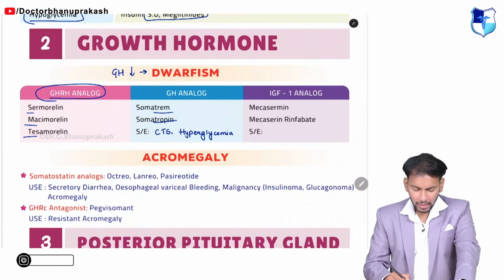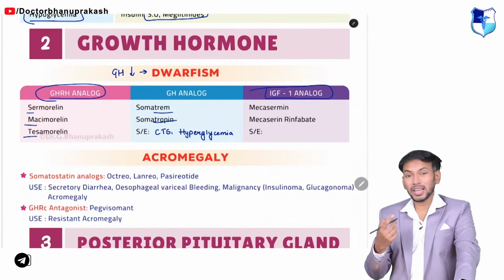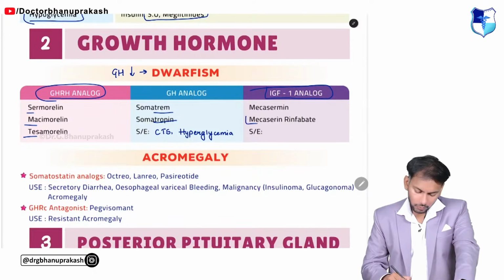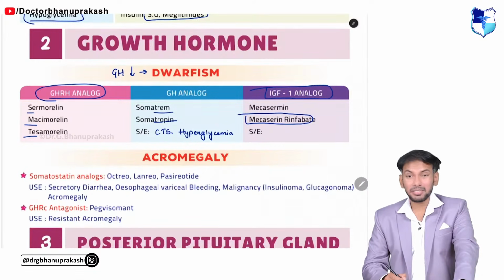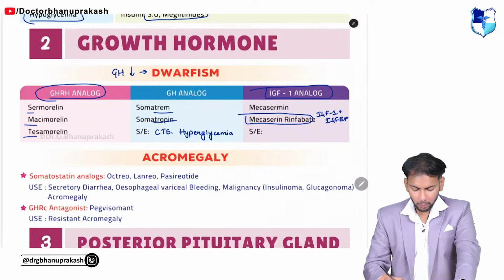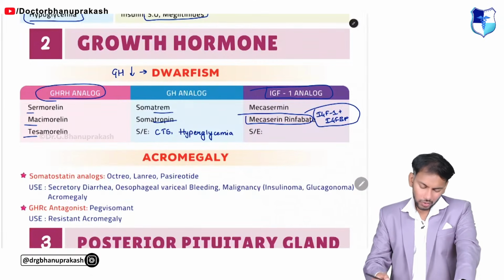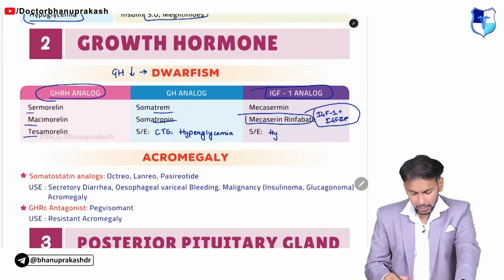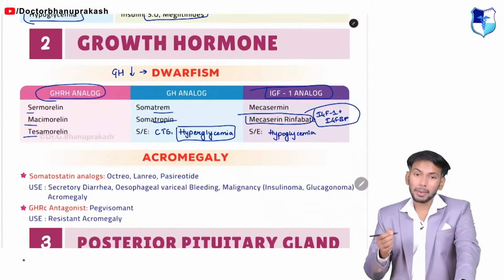Yes. Next is IGF-1 analog. It is insulin-like growth factor 1 analog. What are the drugs? Mecasermin. What is mecasermin rinfabate? It is IGF-1 plus IGF binding protein analog. Yes, what is the side effect? Because it is insulin-like growth factor, what will insulin cause? It will cause hypoglycemia. This is what I want you to remember. IGF-1 will cause hypoglycemia. GH will cause hyperglycemia.